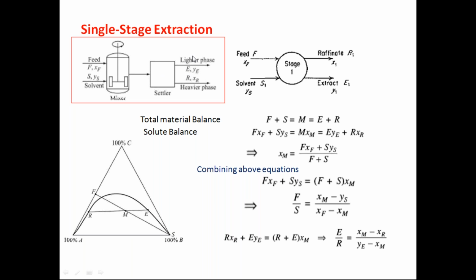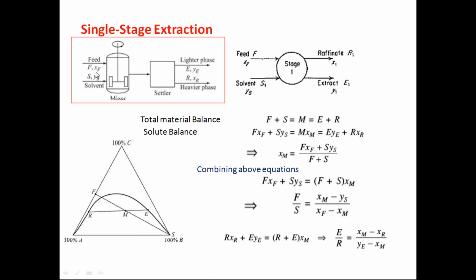So in a continuous process, you will obtain the E value and R value, extract and raffinate, at a particular rate, that means kgs per unit time. In a batch, after the batch time you will get kgs of E and kgs of R. In a continuous process, you will get kgs per hour of E and kgs per hour of R.